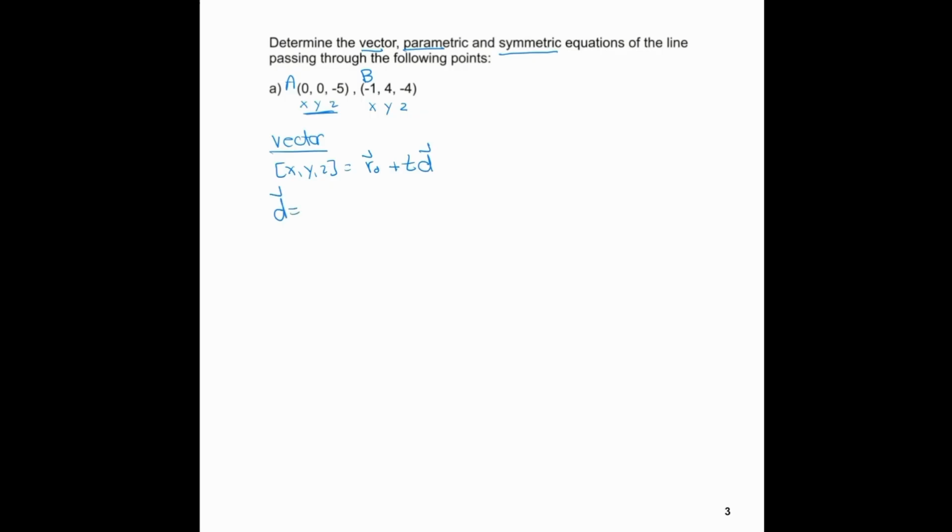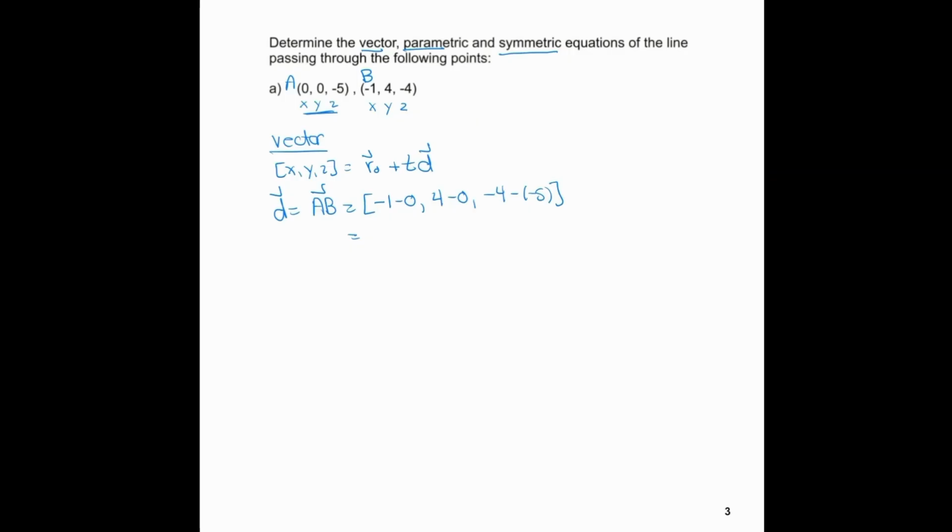And we're going to get our direction vector by looking at the line segment or the vector AB. And remember, to get the values for AB, we're going to be subtracting tip to tail. So basically, it's our B values minus our A values to get our new points. So we have negative 1 minus 0 for our X value, 4 minus 0 for our Y value, and negative 4 minus negative 5 for our Z value.